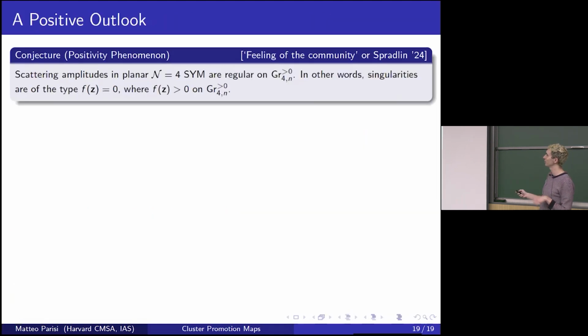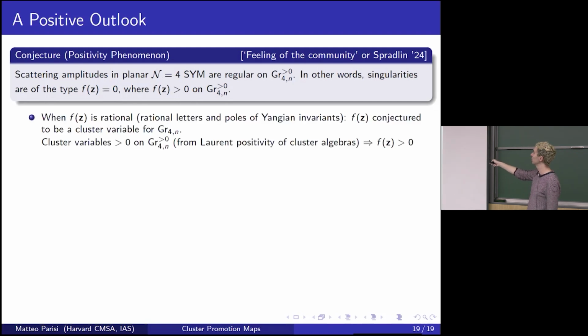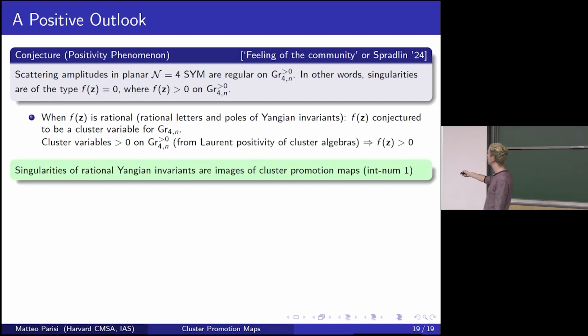If you give me 1 second, I will finish with a positive outlook, which is the whole direction of trying to understand the singularities of N=4 super Yang-Mills. There is this positivity phenomenon for which it's conjectured that amplitudes are regular on the positive Grassmannian. In other words, all the singularities are expressed as the vanishing of a function that is positive on the positive Grassmannian. When this function is rational, it is conjectured to be a cluster variable, and we know cluster variables are positive on the positive Grassmannian. In particular, we also suspect and conjecture that all the singularities of rational Yangian invariants are images of cluster promotion maps. That also implies that they are cluster variables.